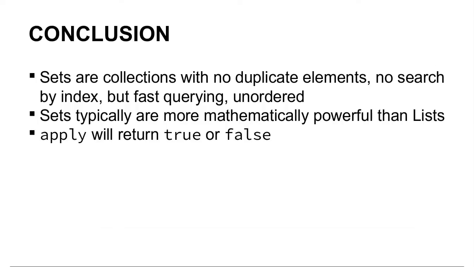Sets are collections with no duplicate elements. There's no search by index. We can't just say, here's the index, get me what I need. Fast querying works really well mathematically, and it's unordered. Sets typically are more mathematically powerful than lists, and apply has a different property. This will return true or false if an element is contained within that set.